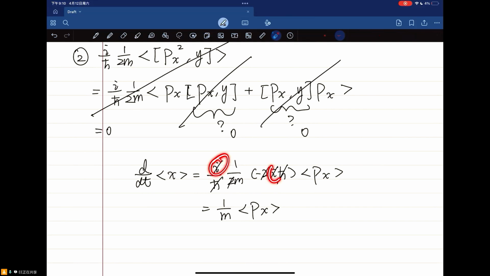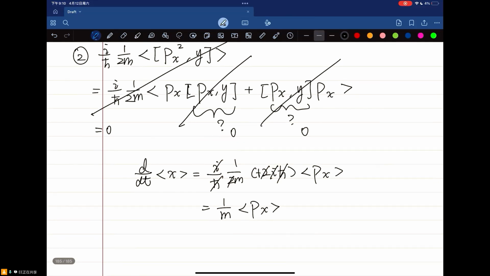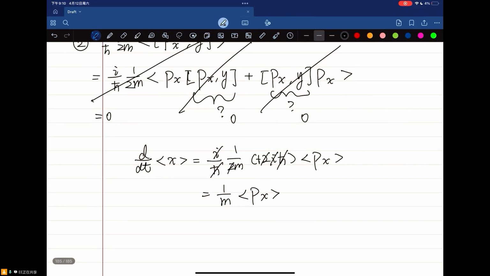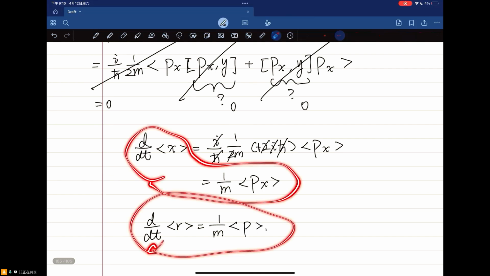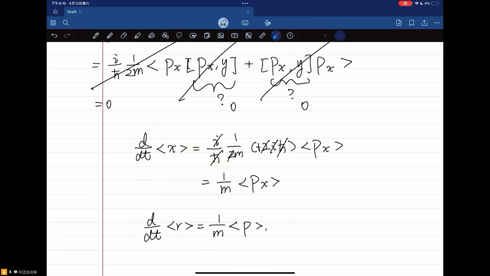So when I do the cancel, I shouldn't cancel those two because i times i is -1. So here we have positive, and then I can cancel it. So yes, +1 over m, and then the expectation value of px. This result is actually the same as the result the question mentioned, which is this. Well, you can see they're the same. It's just that here it uses r as a combination of x1 and z.